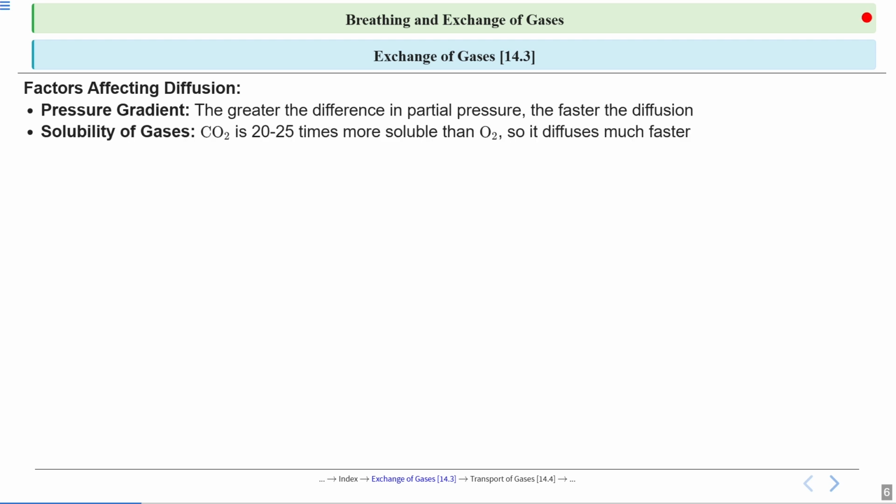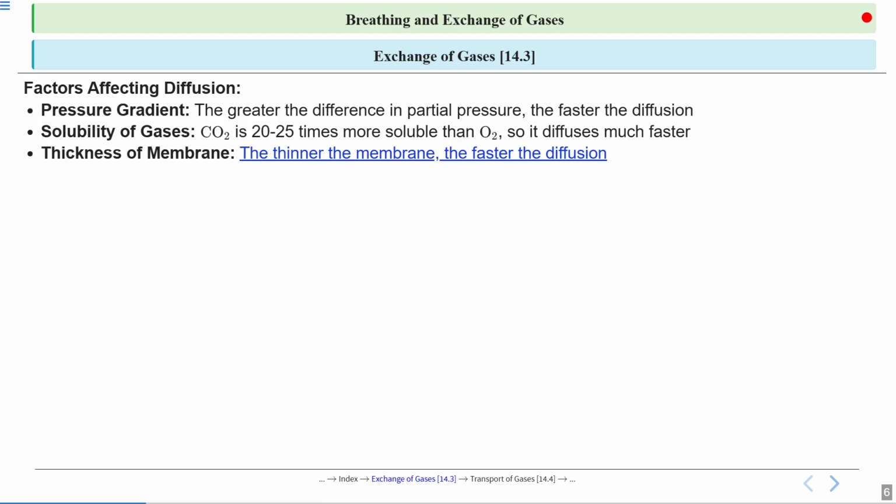Solubility of gases. Now you can see carbon dioxide is more soluble than oxygen. CO2 is 20 to 25 times more soluble than oxygen. So which one will get dissolved faster in the blood? It is carbon dioxide, right? So it diffuses much faster. This line is very important.